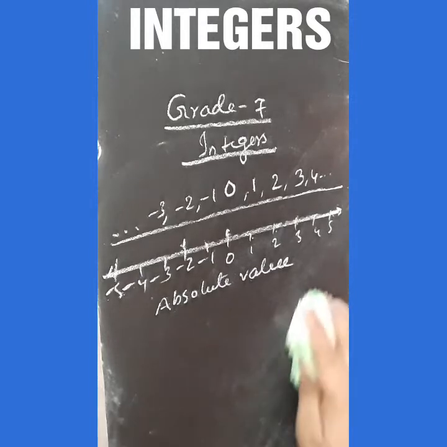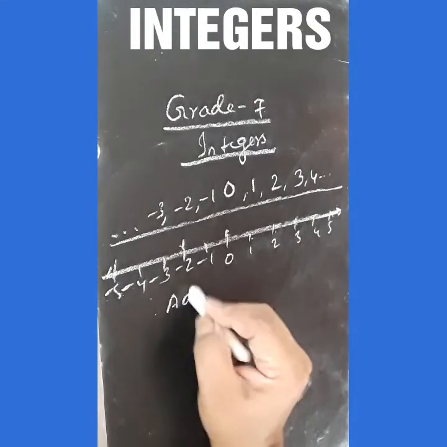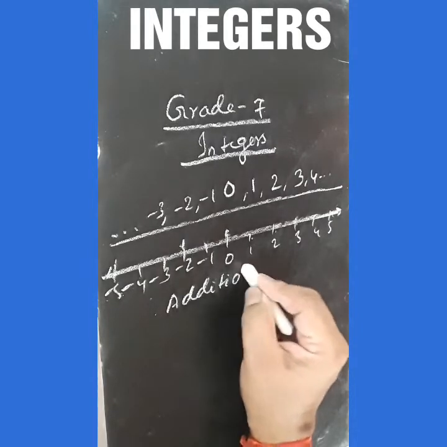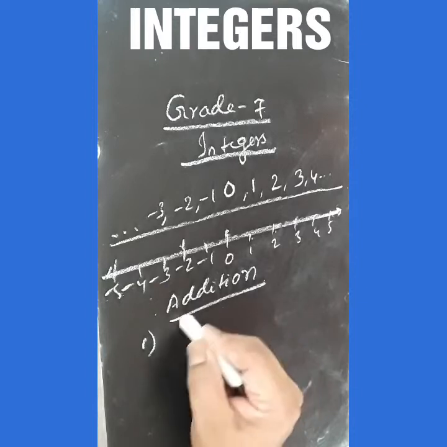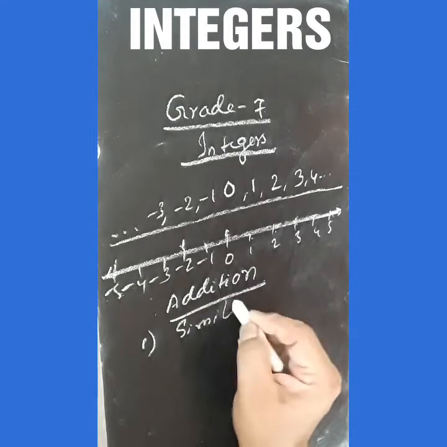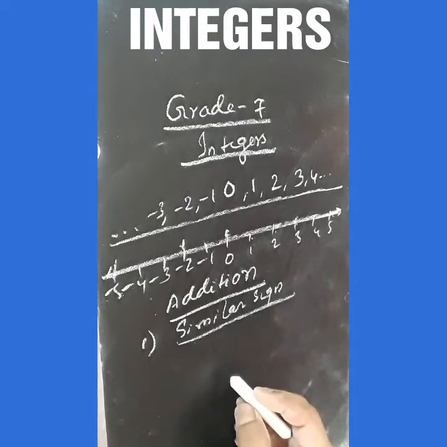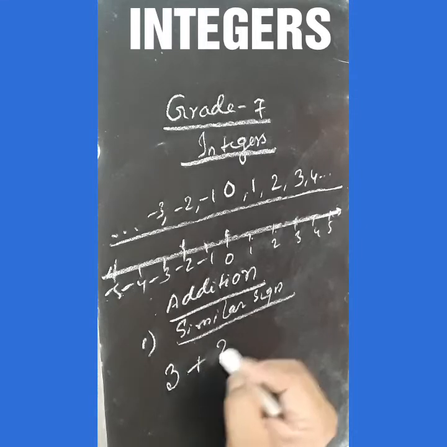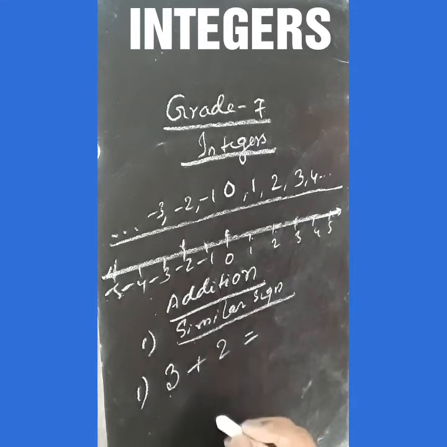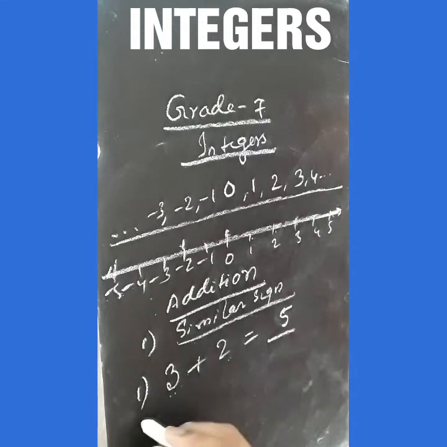Now, let us see addition of integers. First we will see addition of integers with similar sign. Suppose we want to add 3 and 2. Here both are positive. Then we will simply add 3 plus 2, 5. We can write +5 or 5 simply.